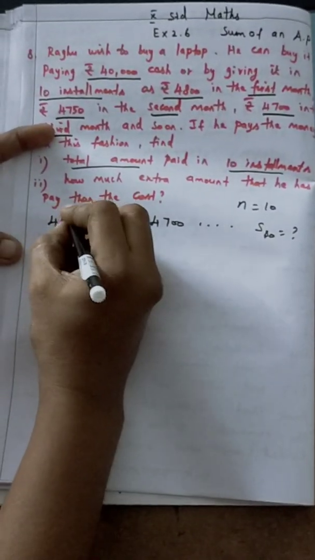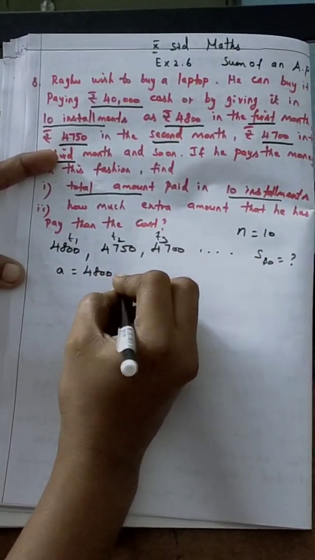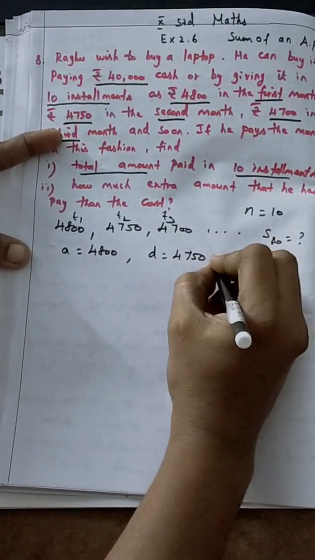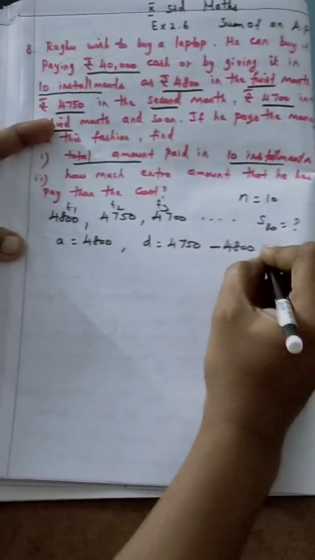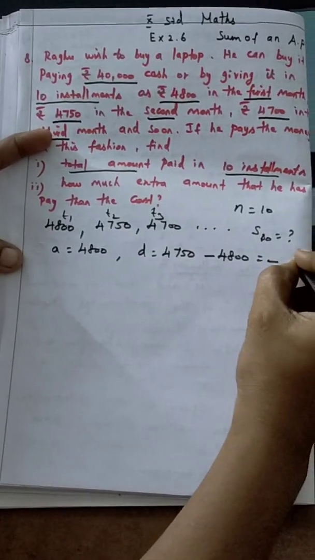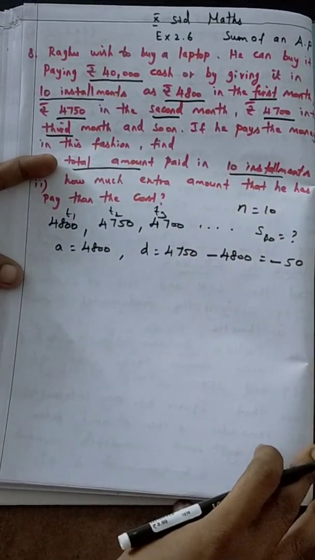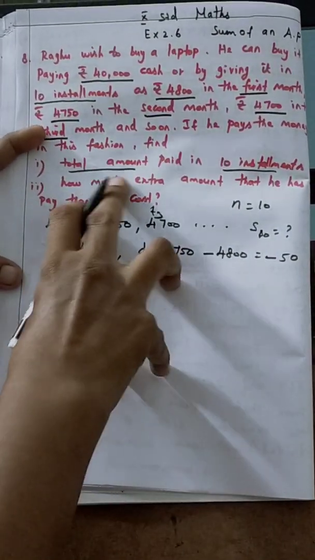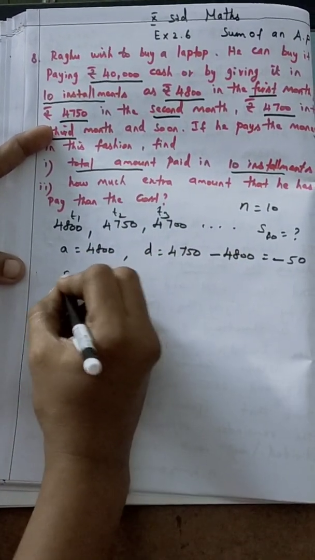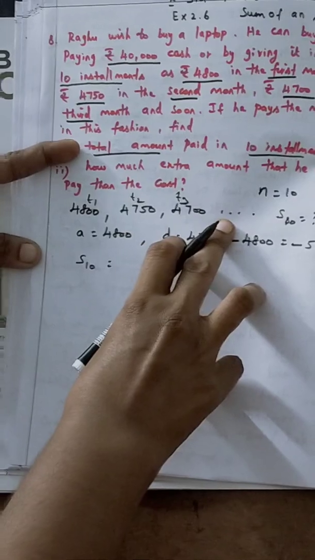Okay, the sequence is given. First of all, find out a and then the common difference. So first one, T1, T2, T3. First term a equal to 4,800 and then d equal to T2 minus T1. So 4,750 minus 4,800. 4,800 is the bigger one, so apply the minus symbol. Subtract the terms. 10 minus 5 is 50. So minus 50. n equal to 10. So what is the first question given? You find out the total amount only. First you find out S10. So what is the formula? The last term is not mentioned, so apply the first formula.